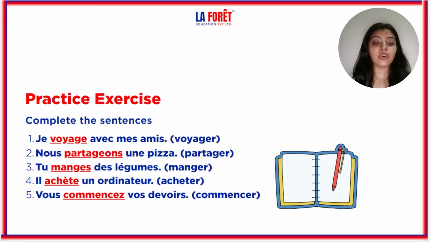Next is il achète un ordinateur. Now we will be cutting er and then we will be adding e, and also here the accent changes like we did, right? So it will be a TER verb, so here we will use e with an accent. So it will be il achète un ordinateur. And last is vous commencez vos devoirs. Now commencer is a CER verb, and in this you will be cutting ER and then you will be adding EZ. So it will be vous commencez vos devoirs. So it will be je voyage, nous partageons, tu manges, il achète, and vous commencez.